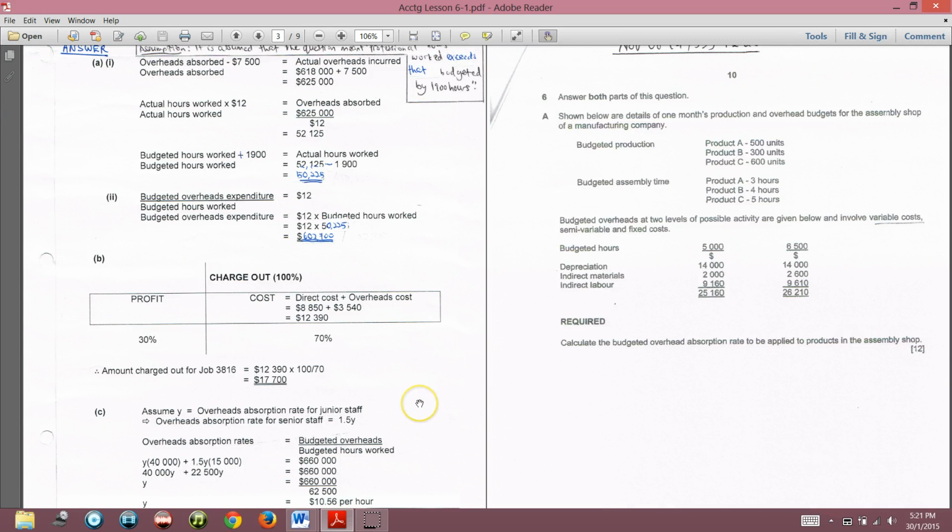Now look at part C. The firm has decided to revise its overhead charging system for the next year, so 30 June 2011, the subsequent year. It will charge different rates for senior and junior staff. A premium of 50% will be applied to the hourly overhead rate for senior staff compared to junior staff. So that means the senior staff rate will be 1.5 of that of the junior staff.